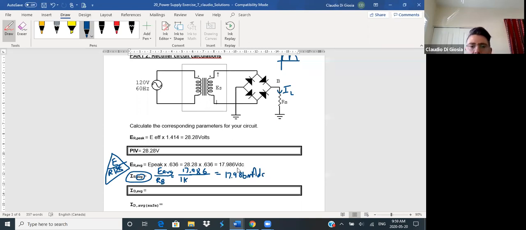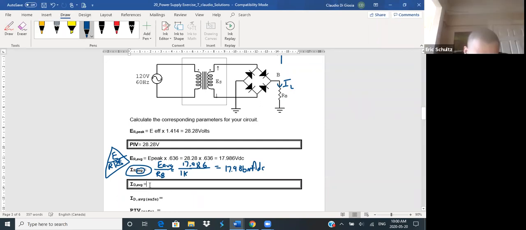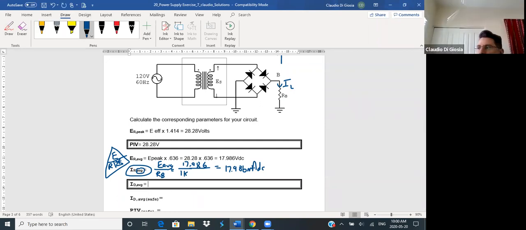Are we okay with that so far? Please let me know if you're not. ID average was IR average divided by 2 because the diodes in this circuit will get current only for half a cycle. So the positive half will go through this diode, the resistor, and this diode. The negative half will go through the other two diodes, but the resistor again. So it's going to go through the diodes half as frequent as the resistor.